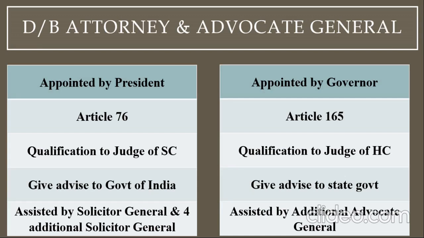The Attorney General is appointed by the President, whereas the Advocate General is appointed by the Governor. Here it is Article 76, there it is 165. The qualification for Attorney General is to become a judge of Supreme Court, whereas for Advocate General it is to become a High Court judge. He gives advice to the Government of India, whereas he gives advice to the state government. He is assisted by Solicitor General, and here he is assisted by additional Advocate General. Can hold office during the pleasure of the President.